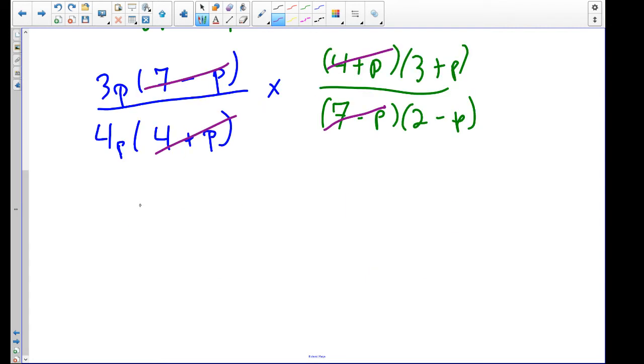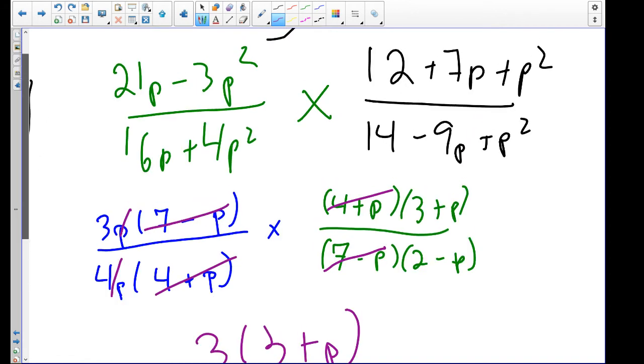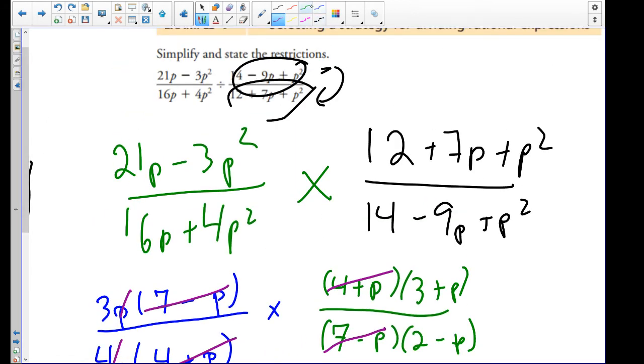So for the final answer, I can do one more cancellation. The p's are common on each side. So I'm left with 3 times 3 plus p over 4 times 2 minus p. So restrictions. We're looking at restrictions.